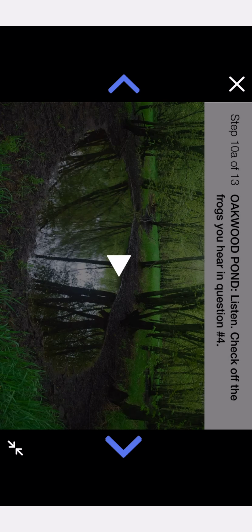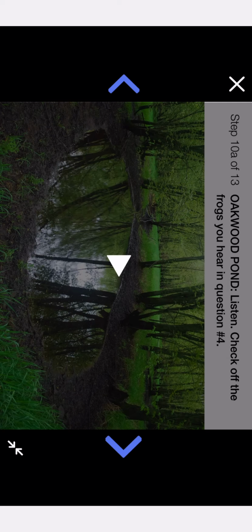Okay, so the next challenge is a little bit more difficult. They have recorded sounds in Oakwood Pond, and you're going to listen to the sounds and check off the frogs you hear in Oakwood Pond. So you're going to have to listen really carefully.